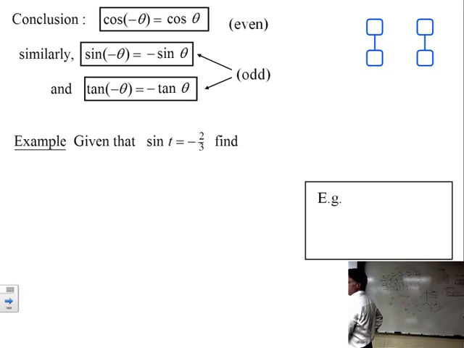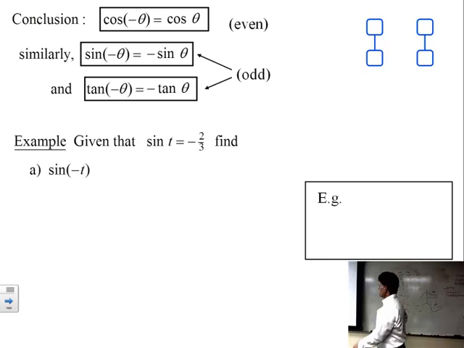So let's do one more of these. Given that sine of t is minus 2/3, find the sine of minus t. Just 2/3, because it's negative sine of t. And so it's negative of negative 2/3, which is plus 2/3. Okay.